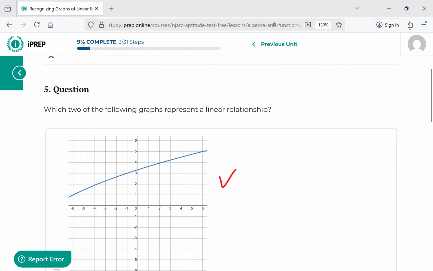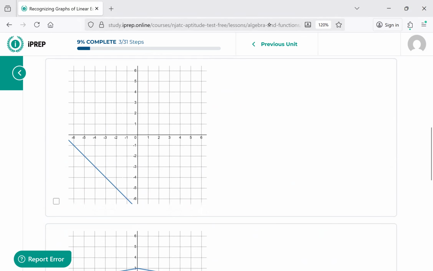Okay, what about this one? Do you think this is a linear line? I don't think so. See how it curved? You see that this is not a straight line. This curves a little bit. So it's not that one. This one looks good. See how it's going in the negative direction and it's a completely straight line. That looks good.